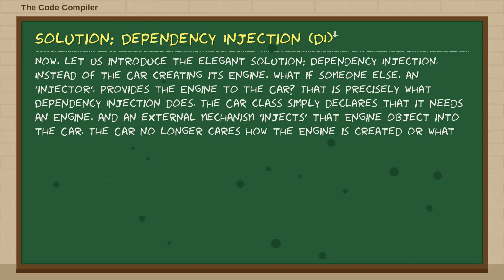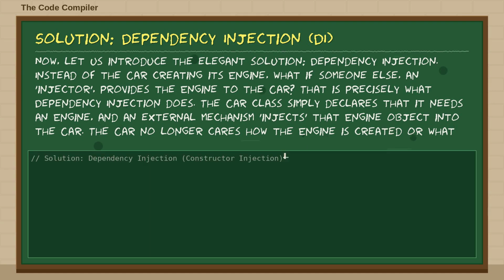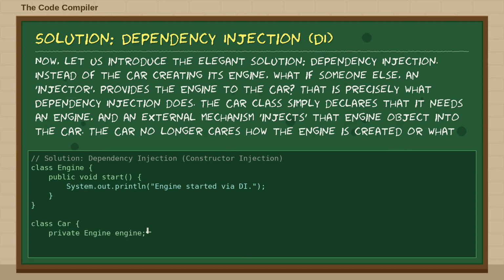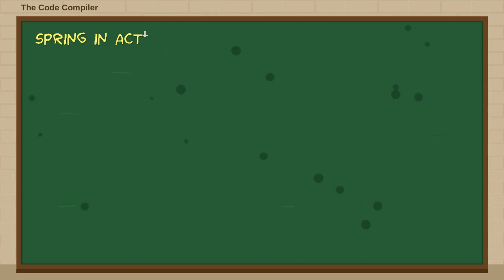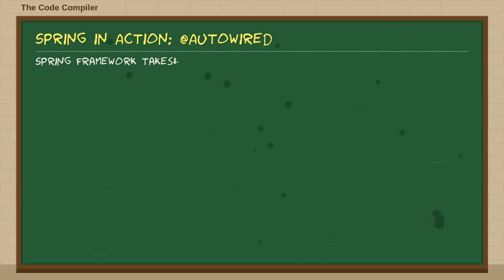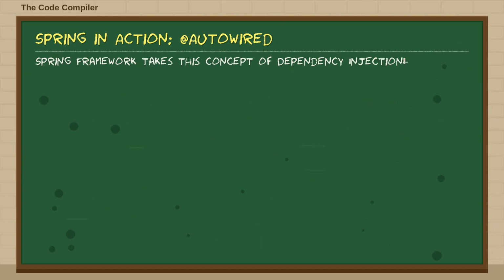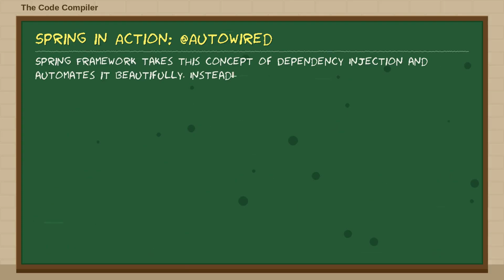One common way to achieve this is through constructor injection, where the engine is passed as an argument to the car's constructor. This way, the car class relies on an external entity to provide its dependencies, making it much more flexible and testable. Spring Framework takes this concept of dependency injection and automates it beautifully.